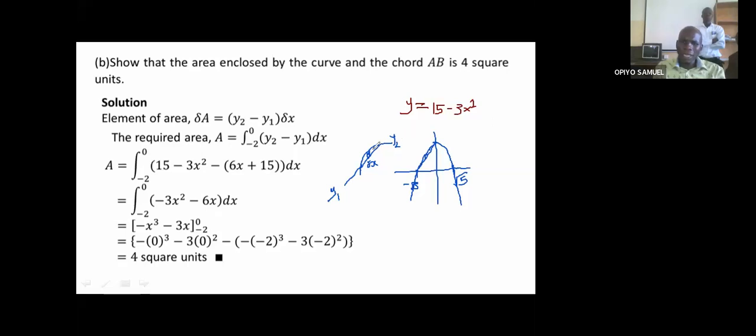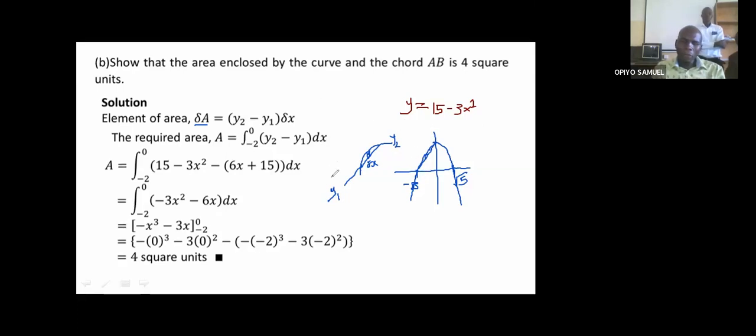So for that case, the length of this small strip will be y2 minus y1. Now the area of the small strip we have taken is what we are calling delta A, element of area. And since this is rectangular, we know area of a rectangle is length times width. That's why we have y2 minus y1 times delta x. Now, the one you subtract from the other should be lower within the given interval. Remember, this curve and the chord meet at the points A, B, whose coordinates were given.